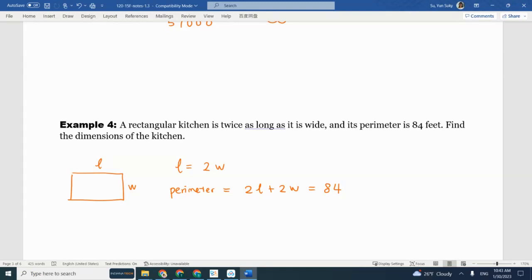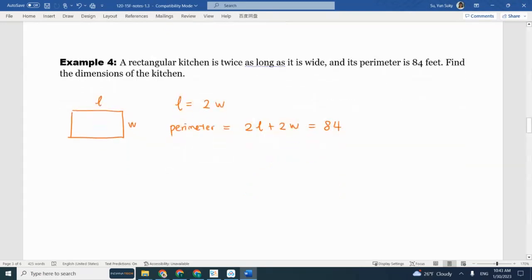Which way do you think is easier? Plug in L equals 2W or replace the 2W by L? Plug in the 2W for L. Yeah, so these two ways both work. So up to you which way you prefer. So 2 times L is 2 times 2W. 2 times 2 is 4W. 4W plus 2W is, so this is 4, plus 2 is 6W equals 84. What's W?